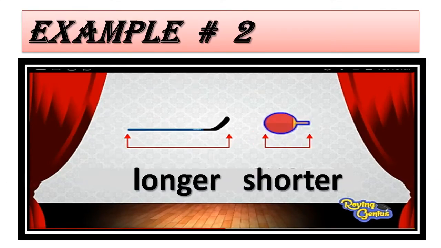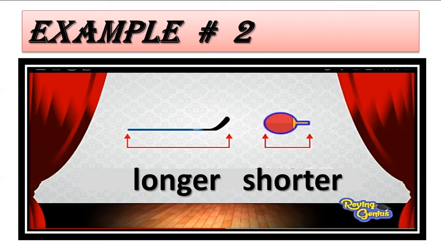In the next picture, here we have a hockey stick and a table tennis ball. Are these of the same length? No. We can see that the hockey stick is long, whereas the table tennis ball is short. So, we can say that the hockey stick is longer than the table tennis ball, or the table tennis ball is shorter than the hockey stick.